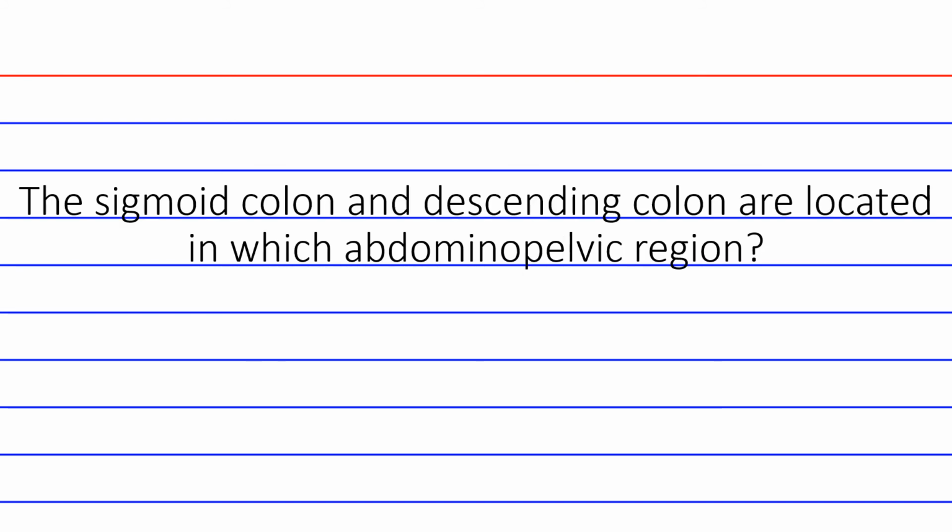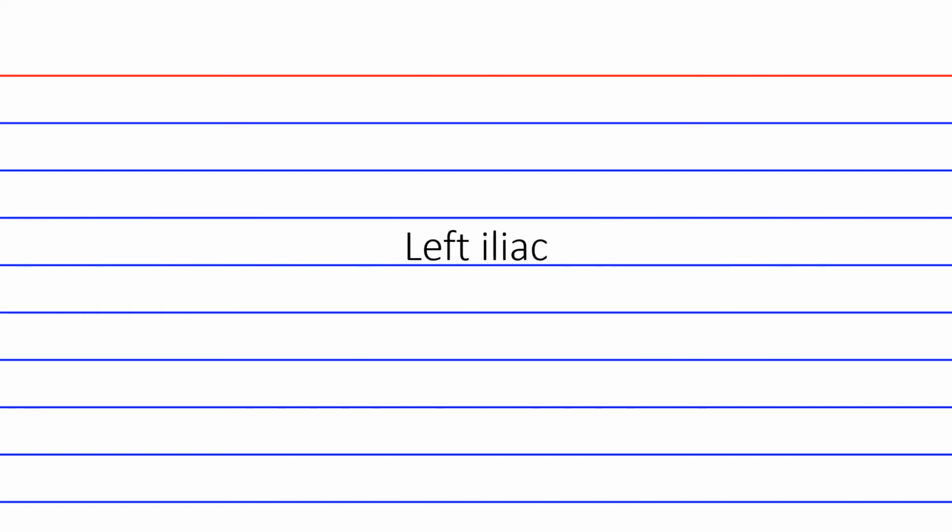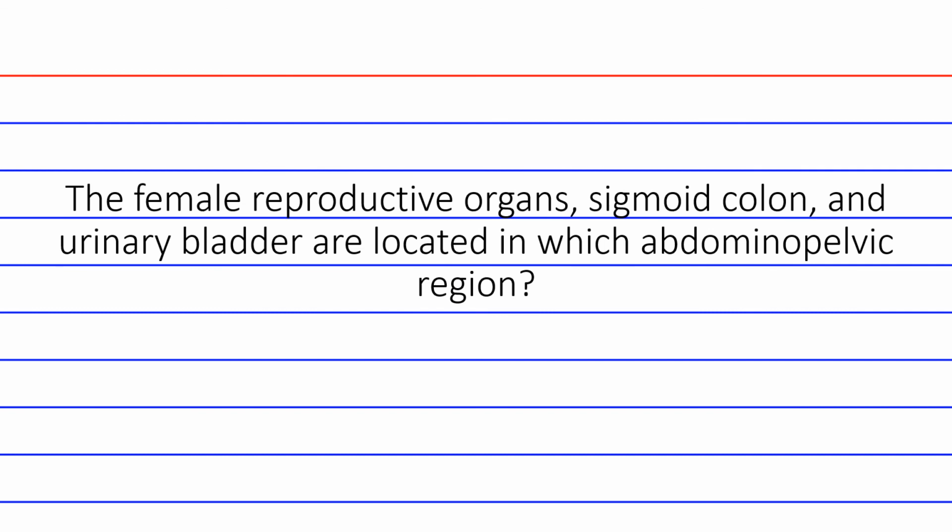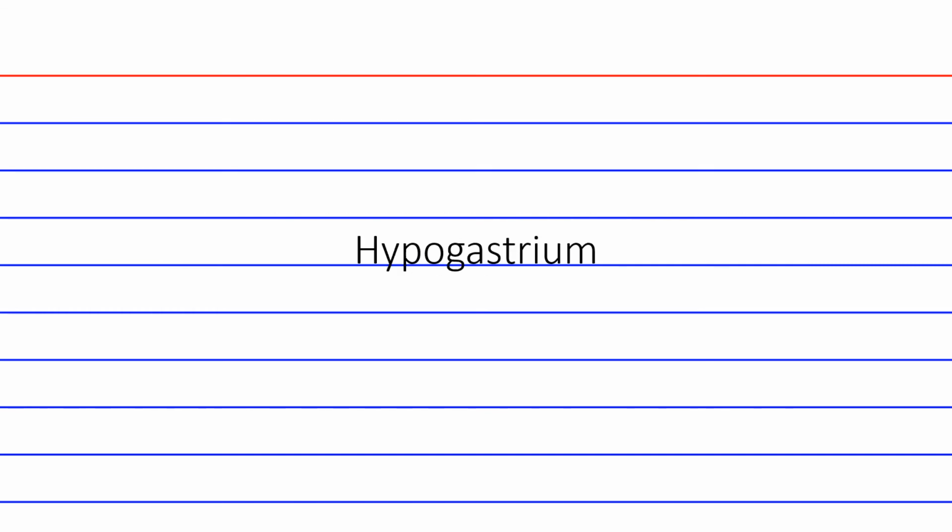The sigmoid colon and the descending colon are located in which abdominopelvic cavity? The answer is the left iliac. The female reproductive organs, as well as the sigmoid colon and urinary bladder, are located in which region of the abdominopelvic cavity? The answer is the hypogastric region, or the hypogastrium.